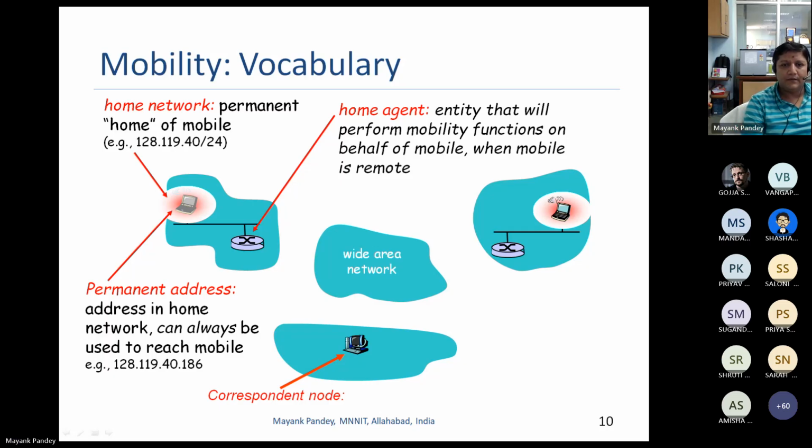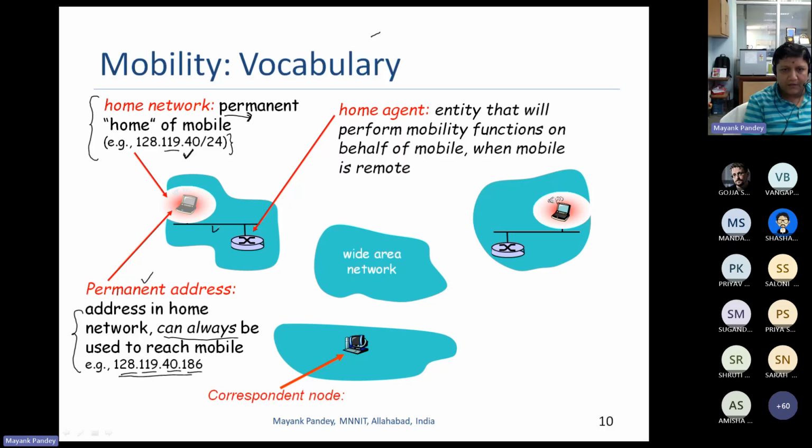Say this is our home network, of which I am part. My permanent address and IP address is 128.119.40/24. The permanent address in the home network can always be used to reach the mobile. This is my home network, a class C network, and this is my permanent address, 128.119.40.186.